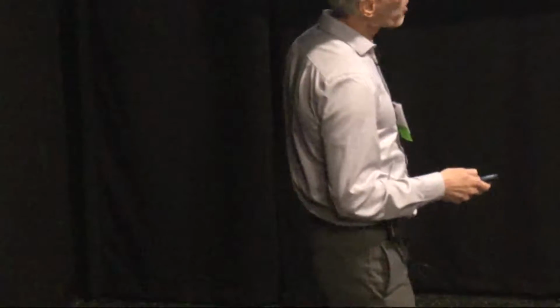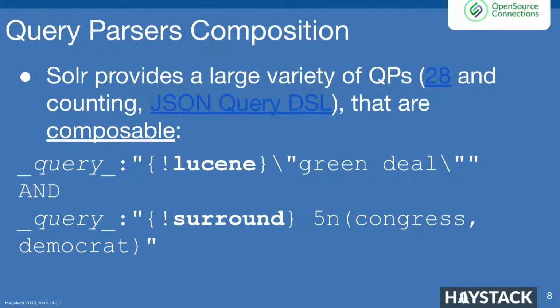So on the topic of composition, I've counted 29 query parsers in Solr 7.7. The Solr 8 doc is not out yet, by the way. I don't know if you guys noticed. And yeah, so you can do something like this, which is fully composable. Same notation here, this compact notation, where I can mix and match different things, right?